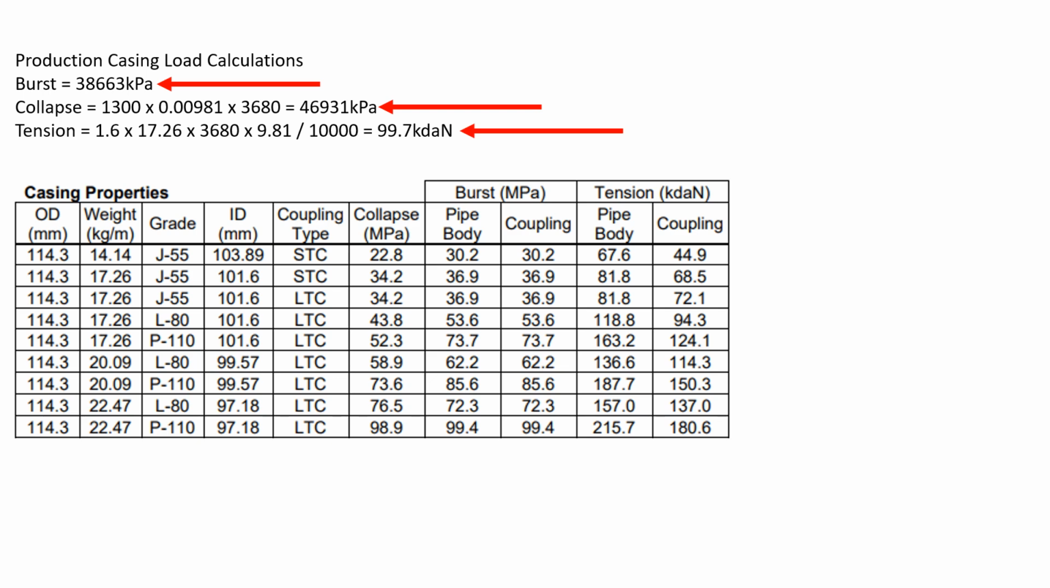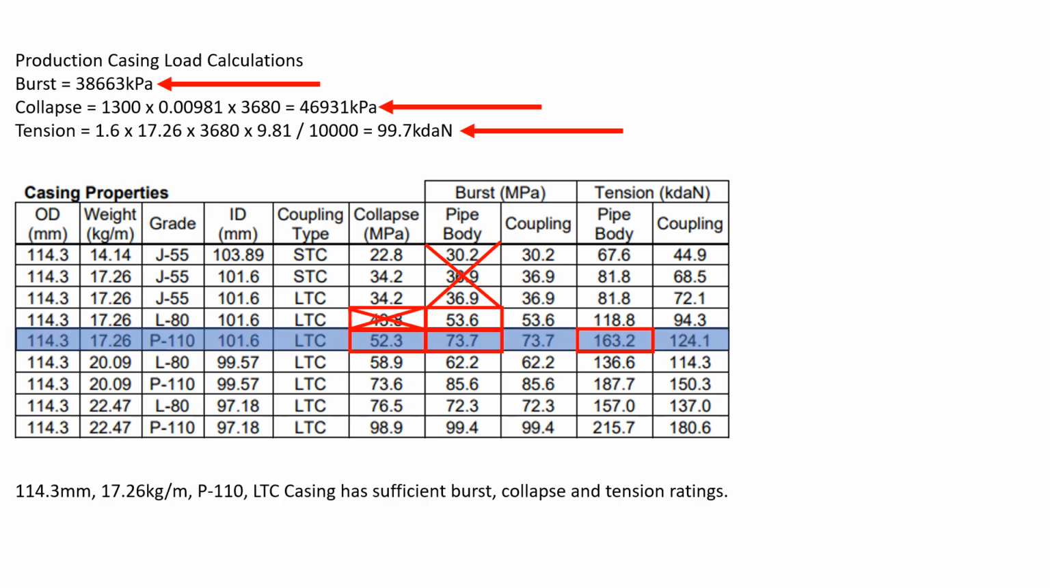Now, looking at burst in our table, we cannot use the first three, but we can use the fourth. Checking for the collapse, it's lower than what we calculated, so let's check the next one. Burst is okay, as is collapse, and tension is okay too. So that's the one that we will use: 114.3, 17.26 kilograms per meter, P110 LTC.